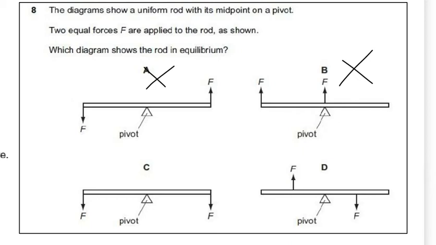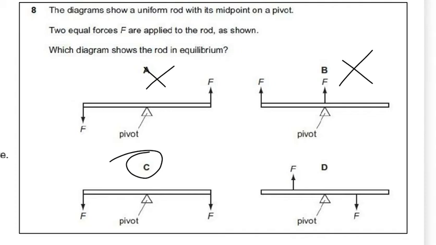Next, we've got letter C. We've got a force here that's equal to the force there. They're applied at the ends of the rod, so you can tell they're at equal distances from the pivot, which is at the midpoint. The force here is going to cause an anti-clockwise moment. The force here is going to cause a clockwise moment. They're equal forces, and they're at equal distances from the pivot. So that's the one. That's going to be in equilibrium because it matches the rule of moments.